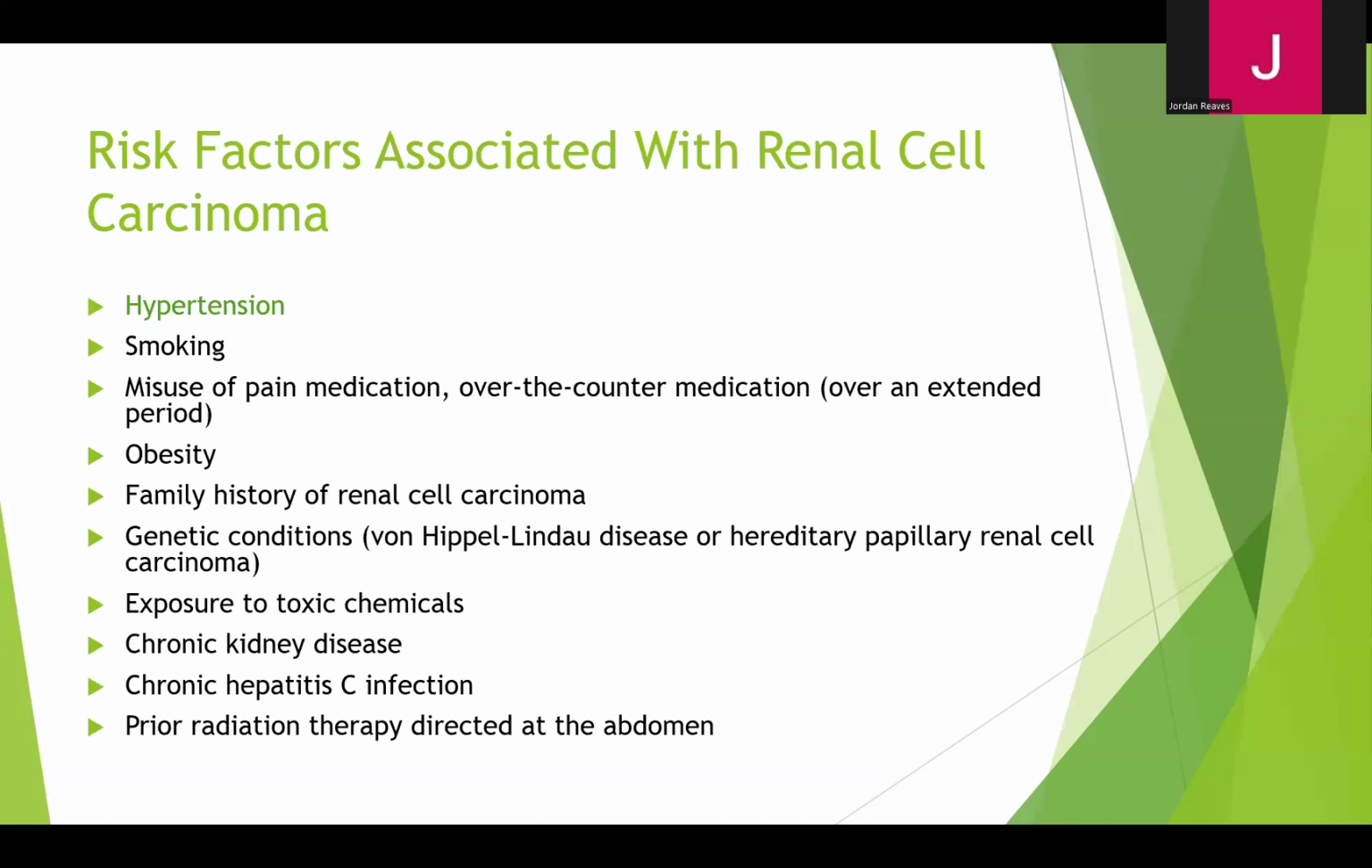The risk factors associated with renal cell carcinoma. Hypertension is the one I chose, but there's several others. So we have smoking, misuse of pain medication, over-the-counter medication, and this specific category is usually over an extended period of time. There's obesity, family history of renal cell carcinoma, genetic conditions, so von Hippel-Lindau disease or hereditary papillary renal cell carcinoma, exposure to toxic chemicals, chronic kidney disease. Those 2 I put together because that is when pathways are blocked, and toxic chemicals can cause blockages. Chronic kidney disease is another instance when pathways can be blocked, which would cause a buildup of the metastatic tumors. And then we have chronic hepatitis C infection, and then any type of prior radiation in the abdomen area can, if it hits the kidneys, affect them as well.